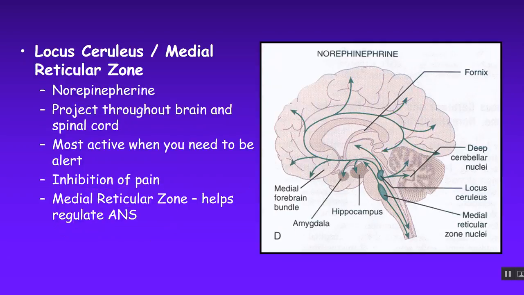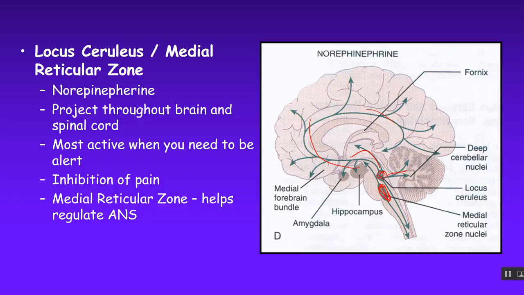And then lastly, the locus coeruleus, which is associated with the medial reticular zone. The locus coeruleus is in the medial reticular zone. It's secreting norepinephrine into, again, very wide regions. This is a region within the medial reticular zone that secretes norepinephrine to very diffuse regions. Most active when you need to be alert. Reticular activating system. When you need to be vigilant, awake, and alert, these regions secrete extra norepinephrine to keep you alert and vigilant.